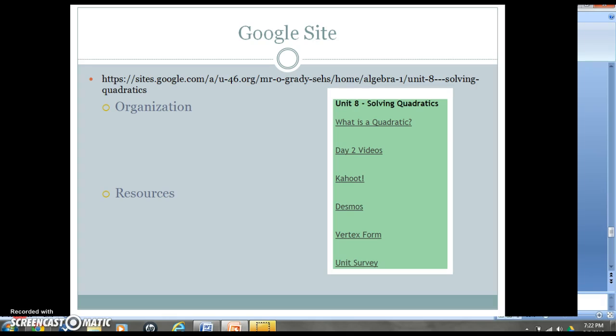The resources for all the activities during the unit are organized on the unit Google site. They'll find resources for answering what is a quadratic. They'll have the review videos and games for day 2. They'll be allowed to access Kahoot via the link on the site. They will also be able to follow along with the Desmos calculator on their own phone if they like to. They'll get all their vertex form resources for the stations on the website, and they'll be able to find the unit survey for the end of the unit to give me feedback.